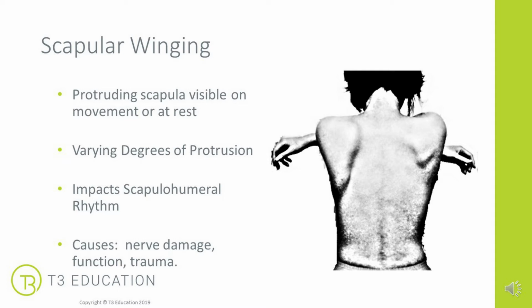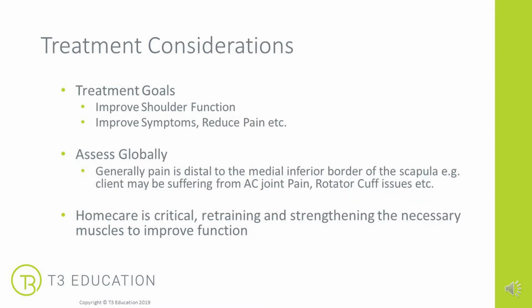So lots of reasons, and it's very important that we understand what's going on for our client before we treat them. Once we've done our thorough assessment and we've had our treatment plan, then there are a number of considerations. Firstly, what is our goal? If our client doesn't have a lack of function, a lack of pain, then it might not be something we want to treat. But if it's affecting their function, their range of motion, or causing discomfort or pain, then we might want to improve those as part of our treatment.